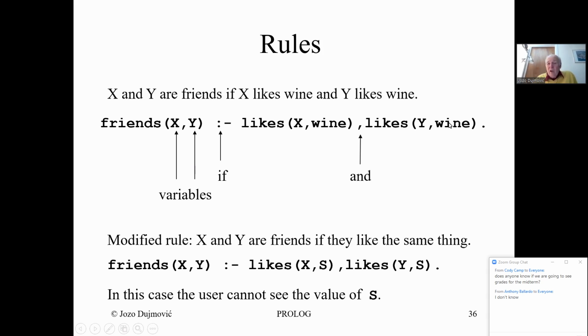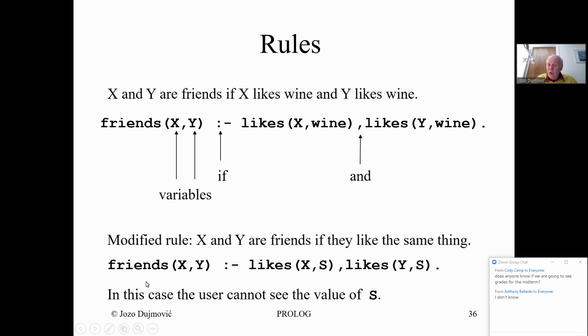But you can say also, friends are people who are not just having wine in common, but something else. So you can say friends are two people if they like the same thing. You can modify the rule and say friends are X and Y if X likes something and Y likes the same thing. So this is the rule that says two people are friends if they like the same thing. You don't know what this S is.